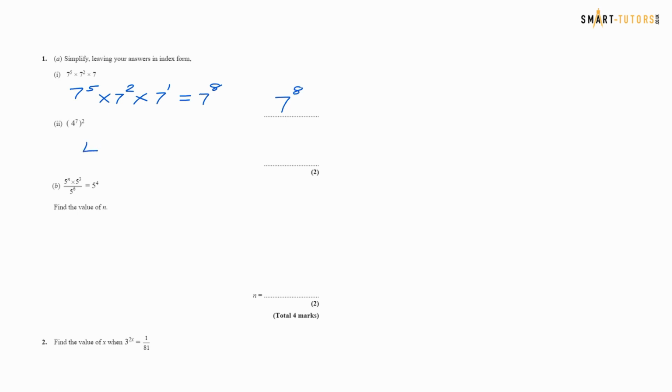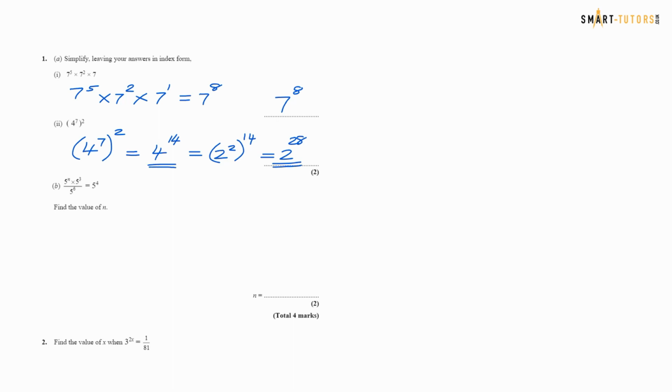4 to the power 7, all to the power 2. This is power to the power. So 4 to the power 2 times 7, which is 14. They asked to simplify, they didn't ask for a particular base. So I can simplify further by changing the 4 to 2 squared, to the power 14. So the final answer is 2 to the power 28. You can leave the answer as 2 to the power 28 or 4 to the power 14.